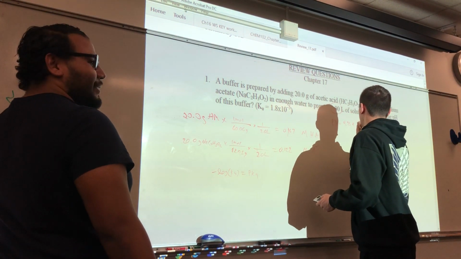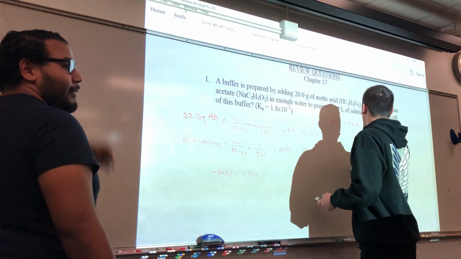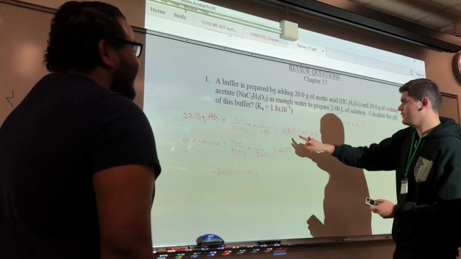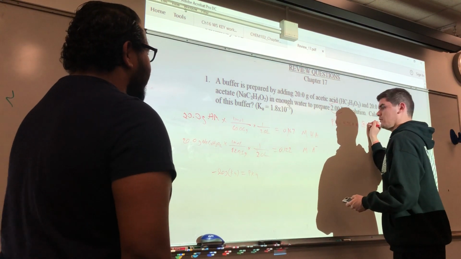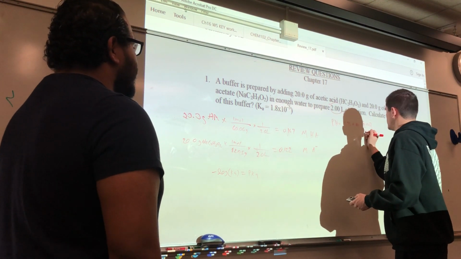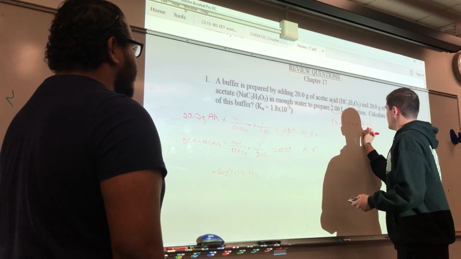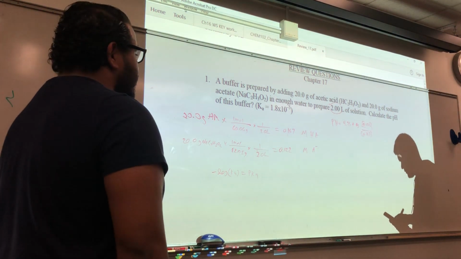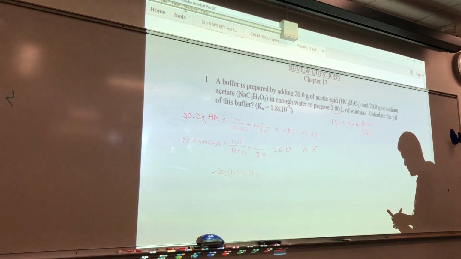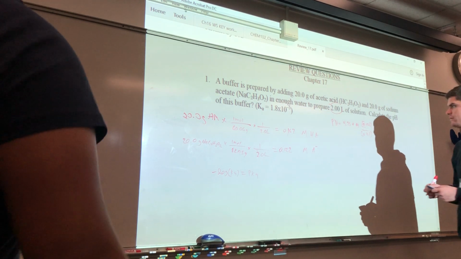Plus the log of the base over acid, right? Yes. 0.122 over 0.167, and the pH plus 75 plus log of 0.122 over 0.67, and I get a pH of 4.613.